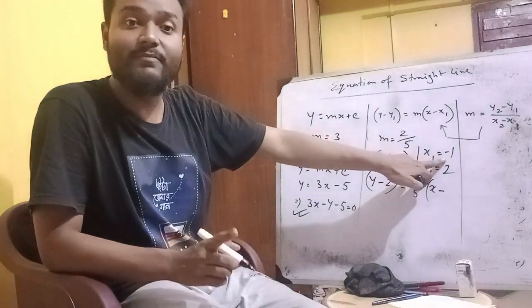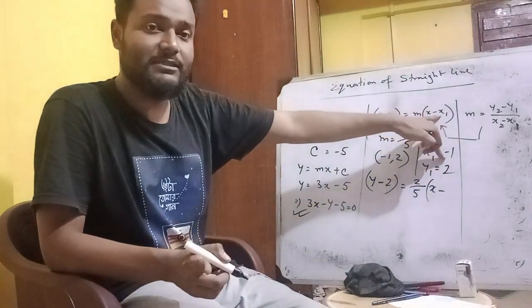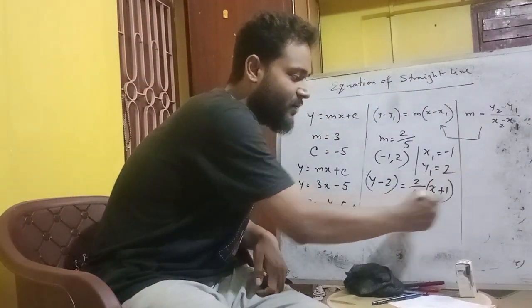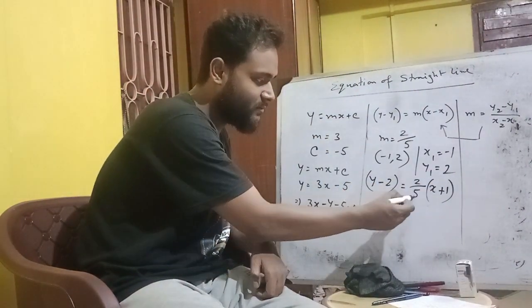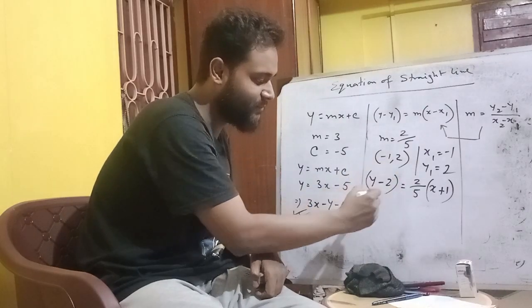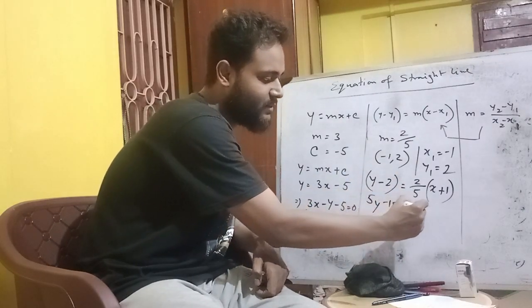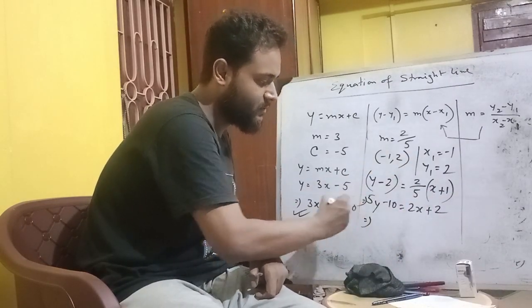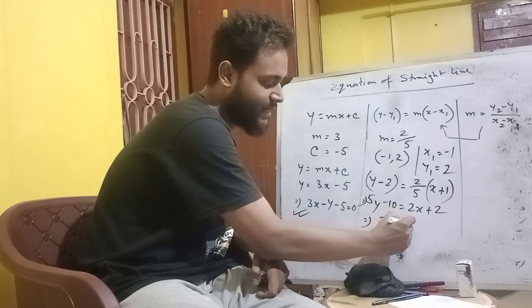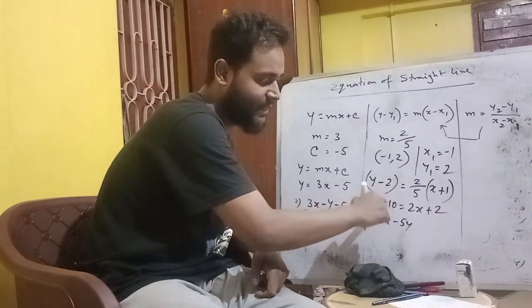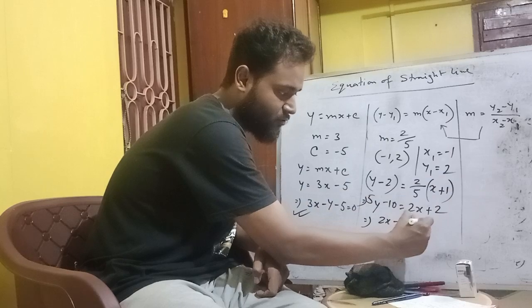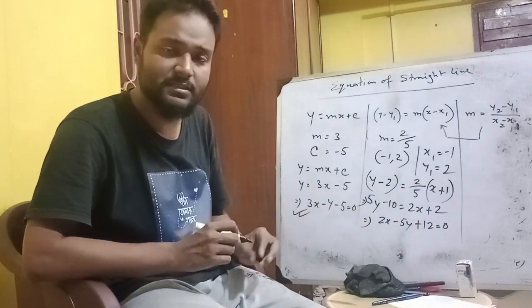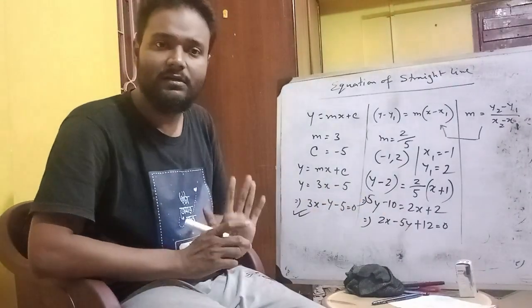Now see, x1 is minus 1. So x1 is minus 1. X minus of minus 1, that will give the value plus. So y, we can cross multiply it. So 5 multiply 5, that is 5y minus 10 is 2x plus 2. So by changing the side, we can say that 2x minus 5y, that will change the side, and minus 10 will go to that side. So plus 12 equal to 0. So 2x minus 5y plus 12 equal to 0, that will be the answer.